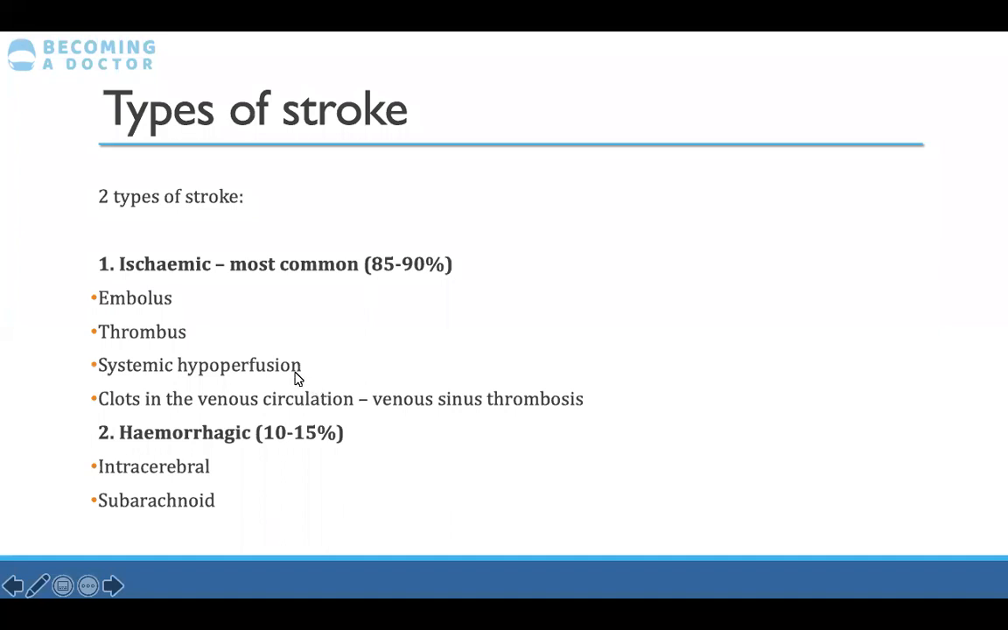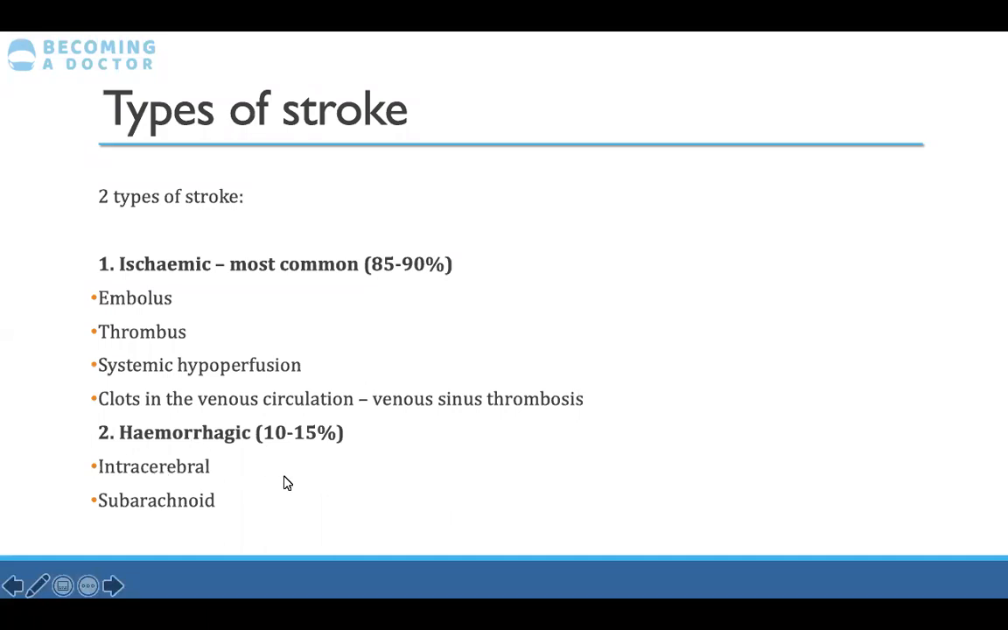So that could be when, for example, there is vasospasm. That can occur when someone's taken a lot of cocaine, for example. That usually happens in the heart, but it can also happen in the brain. So vasospasm can cause hypoperfusion. Other causes could also be shock, when you're third spacing all your fluids, and there's systemic hypoperfusion. Okay, and then clots in the venous circulation, so venous sinus thrombosis can also be a cause of ischemic stroke.